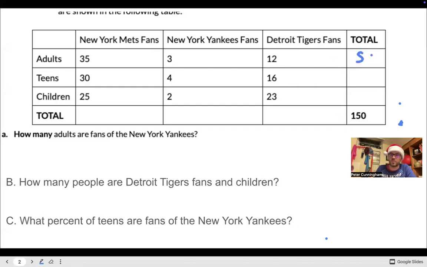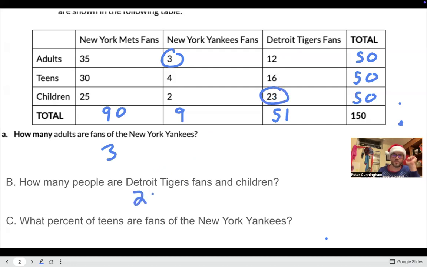Add these rows up. They should all add up to 50. That work is going to help me as I have denominators ready for my percentages and numbers later. And they ask, like, how many adults are fans of the New York Yankees? Go to that column where there's both New York fans and adults. You have three. How many people are Detroit Tigers fans and children? So Tigers fans and children is in this column right here.